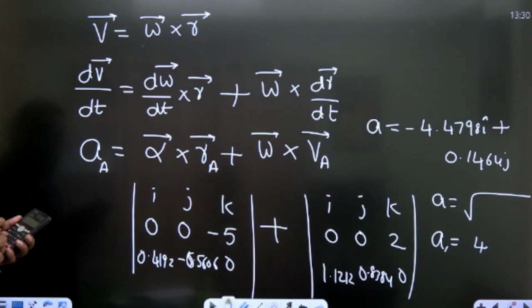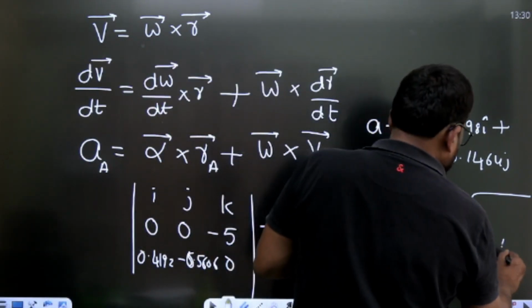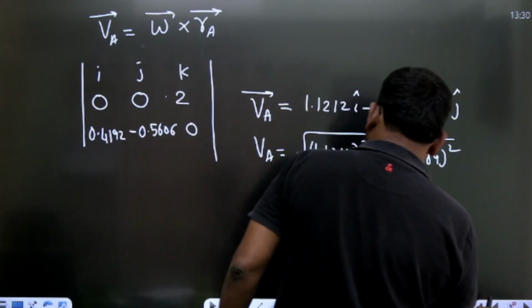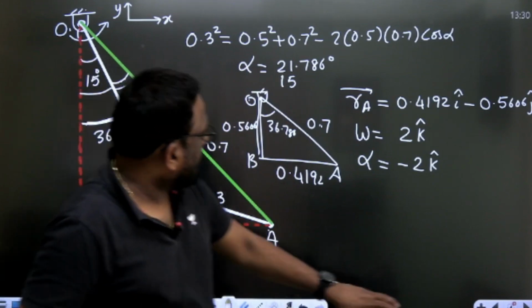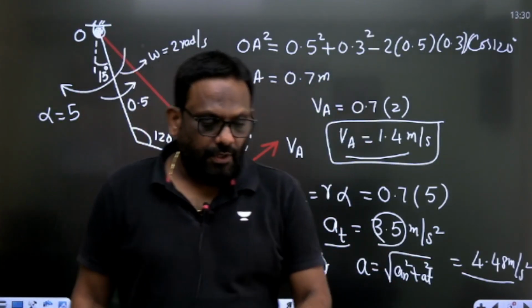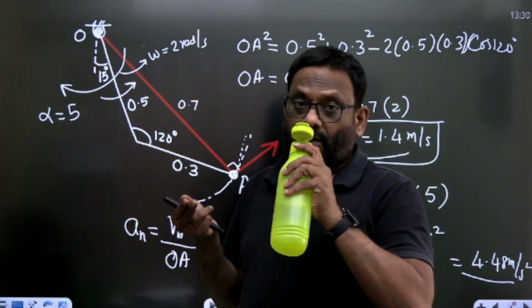4.4798 square plus 0.1464 square, this is 20.09, under root is 4.48. Yes sir, we got meter per second square, we got the same answer. Look once, 4.48, somewhere we calculated, yes, 4.48, we got the same answer. So you should be ready with both approaches, because we don't know what is given in the options.